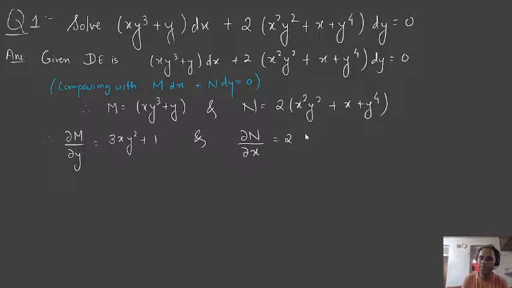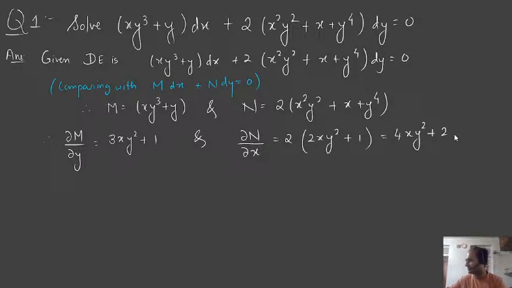And what is the derivative, the partial of N with respect to x? 2 remains outside. Then you do again the derivative, so it is 2xy square plus x. X derivative is 1, and y raised to 4 derivative is going to be nothing, right? Y raised to 4 derivative is 0, so it's gone. So on simplification you get 4xy square plus 2.